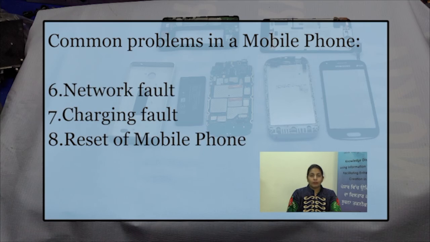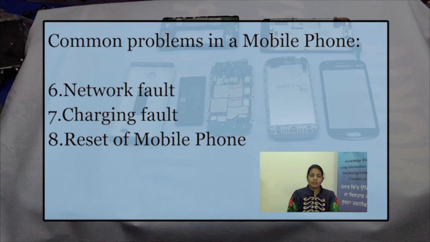Next is the network fault. If there is no network in the mobile or you are getting weak network signals, then just go to the call settings and search for the network manually. No network means your antenna switch is faulty. If the network comes but the home network cannot be selected, then the PFO is faulty.